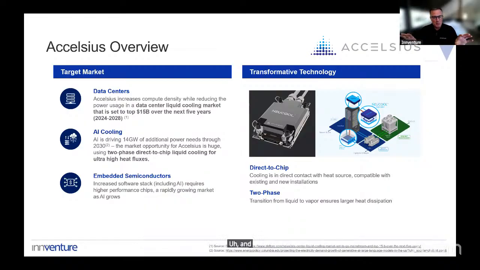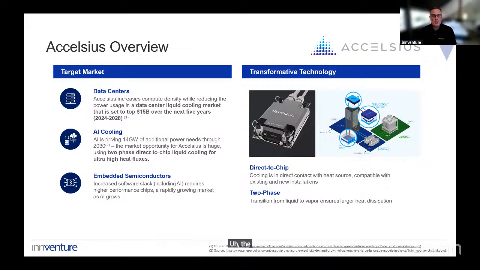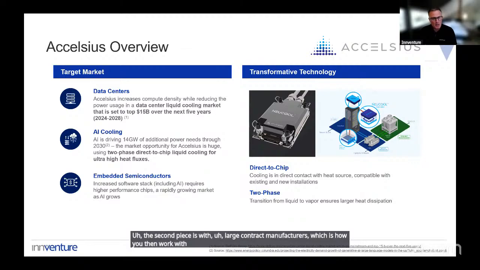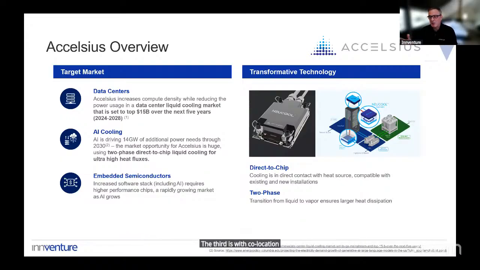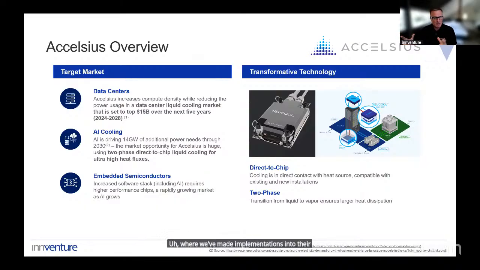And we do that by breaking the market down into four distinct areas. One is with the large OEM manufacturers. We've announced a deal with a large OEM manufacturer, but not the specific name for their own competitive reasons because they're getting ready to launch a new product, and we want to let them take the lead on that. The second piece is with large contract manufacturers, which is how you then work with hyperscalers and other large players because they're going to want to understand how you can keep up with their level of demand. And it's through those large contract manufacturing relationships that we'll be able to do that. The third is with co-location providers. We've made announcements around Telehouse and other folks where we've made implementations into their innovation centers, which are their centers where their clients come through.